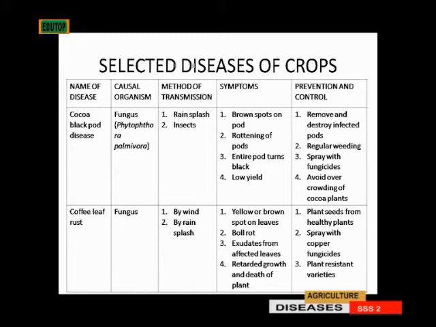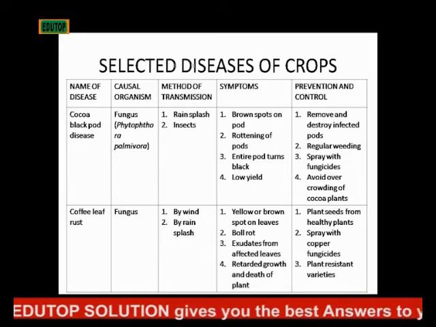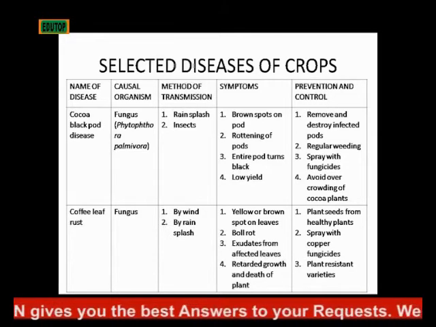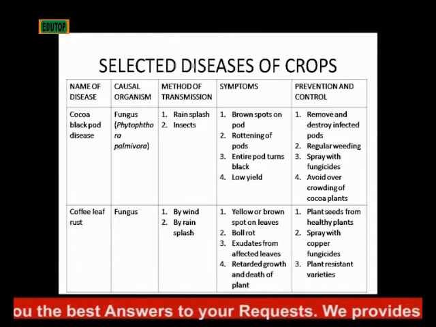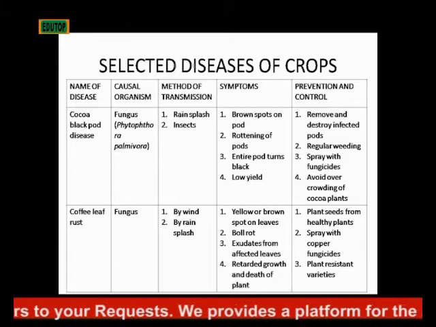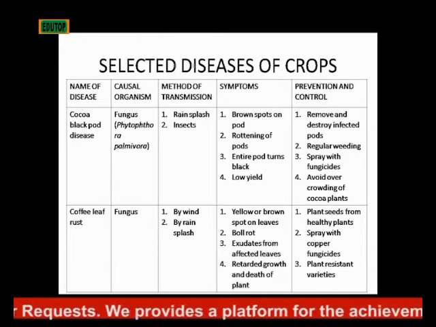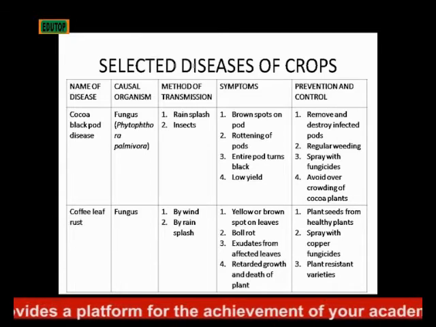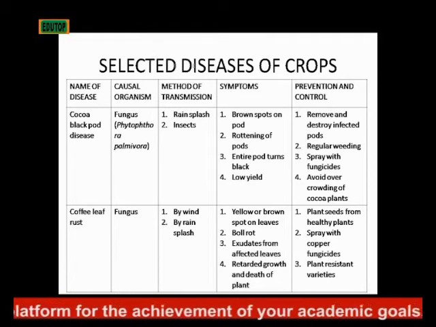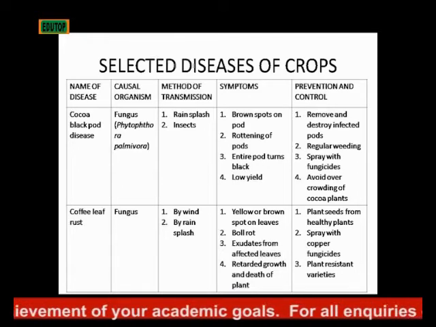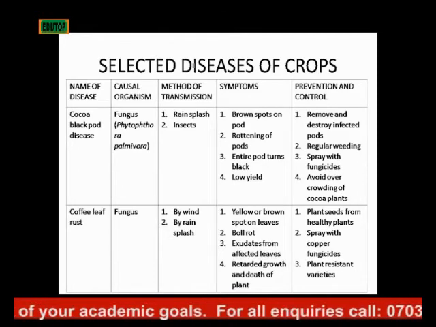The next disease is the coffee leaf rust. Coffee leaf rust is caused by a fungus, transmitted by wind and by rain splash. The symptoms you observe on the diseased coffee plants: you will see yellow or brown spots on the leaves. There will be leaf rot, then there will be exudates from affected leaves, that is, they emit some liquid substances. Then there will be retarded growth in such a plant, eventually leading to death.